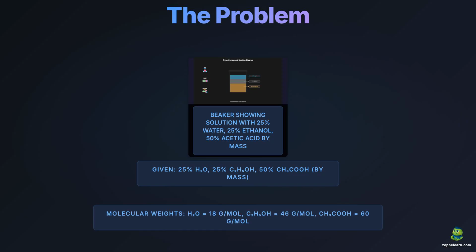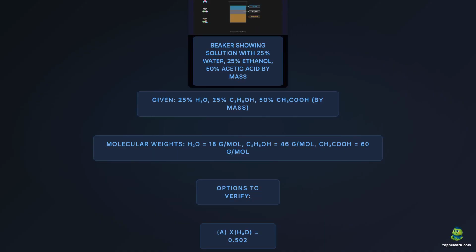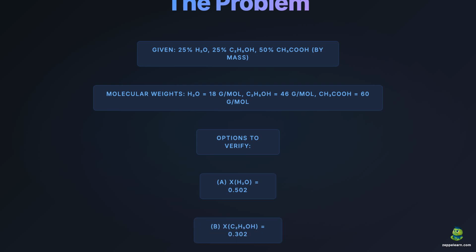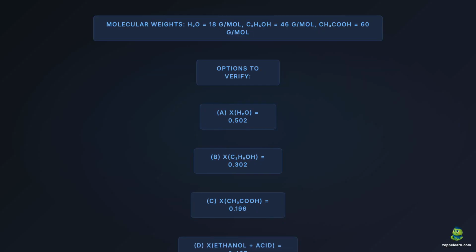The molecular weights we need are water 18 grams per mole, ethanol 46 grams per mole, and acetic acid 60 grams per mole. We need to determine which of these mole fraction values are correct from the given options. Option A, water mole fraction equals 0.502. Option B, ethanol mole fraction equals 0.302. Option C, acetic acid mole fraction equals 0.196. Option D, combined ethanol plus acid mole fraction equals 0.497.